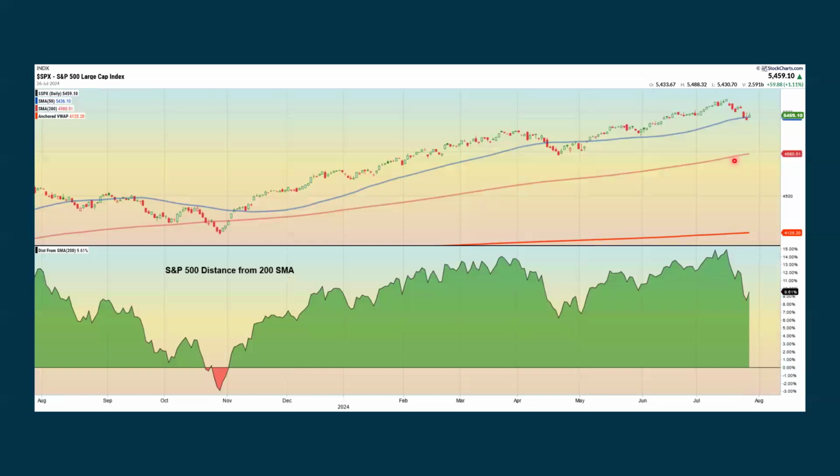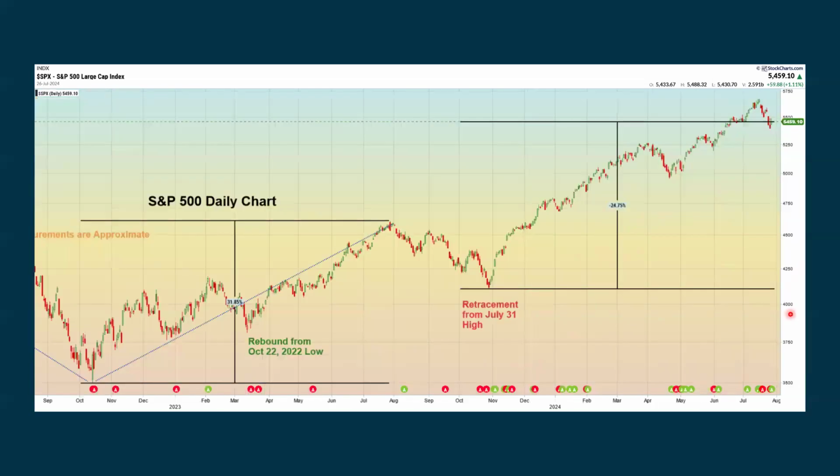Then we measure the distance above or below the 200-day simple moving average. Even though we've been dropping back, we're still over 9% above the 200-day simple moving average here. So that's positive in the long term. And then just to take some approximate measurements here, I go from the October 2023 low up to the close on Friday, and we're still up 24.75% from that low. Now, I do this and I kind of have to eyeball it. That's why you might see actual numbers that may vary as far as the percentages.